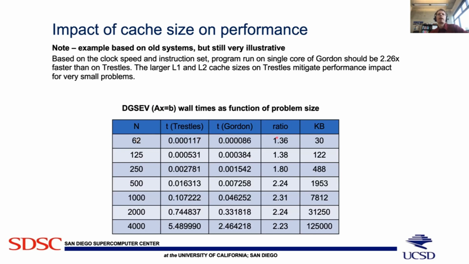And you see the ratio. So in principle, I think Gordon should be a factor of 2 approximately faster, but it's not the case actually for small systems that fit into the cache memory on Trestles, but not on Gordon. So basically, Trestles mitigates performance impact for very small problems because it had a larger cache size. So sometimes, you can see that if you have more cache, of course, your code can run faster up to a certain system size. And once it goes out of the cache memory, then the newer system is going to be faster.